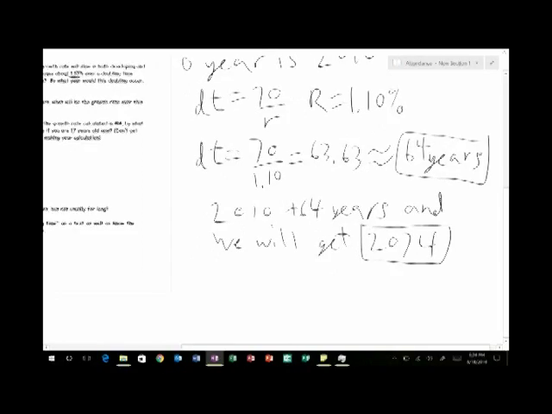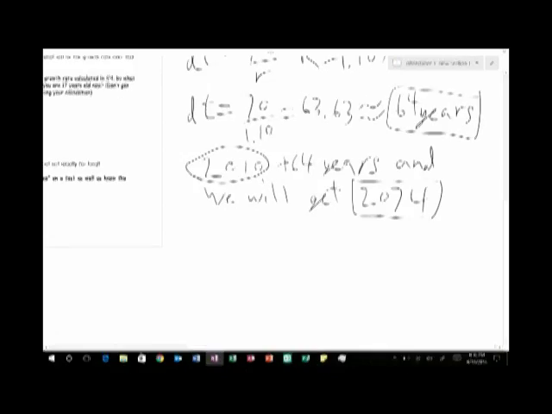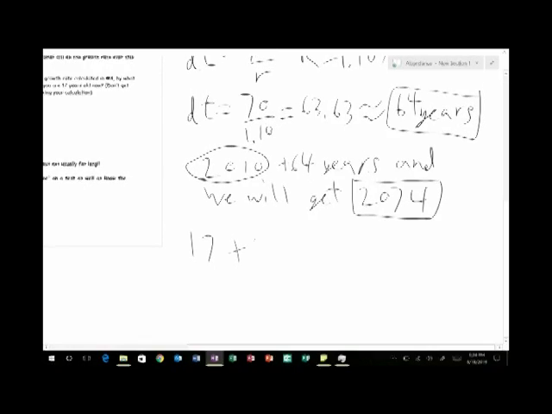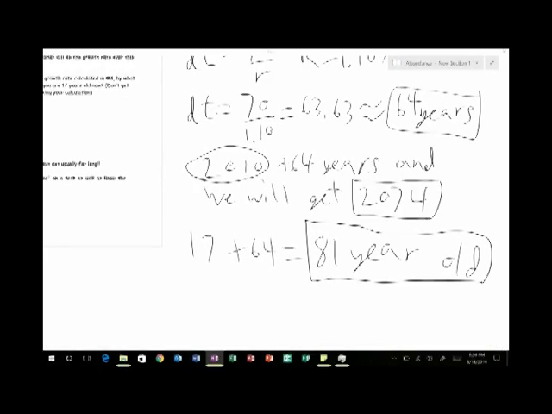Now, to figure out how old you would be. So in 2010, you're 17. And remember, 2010 is our 0 year. So if we add that to 64, that's going to give us 81 years old. So this is our third answer for this question. So we'll come back here in a second and talk about number 4.